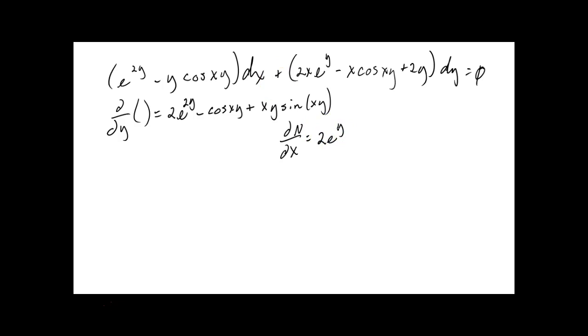2e to the y, good start, minus cosine xy plus xy. So you say sine of xy? Excellent. And now, oh my goodness, did I copy something wrong? Yes, I did. Sorry about that. That's a 2y there. So this is a 2y here. I copied the problem wrong.